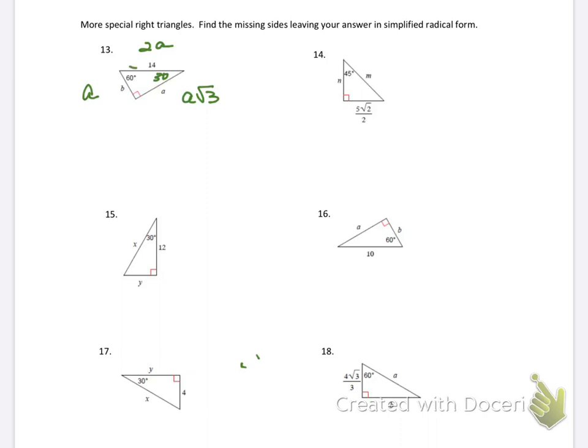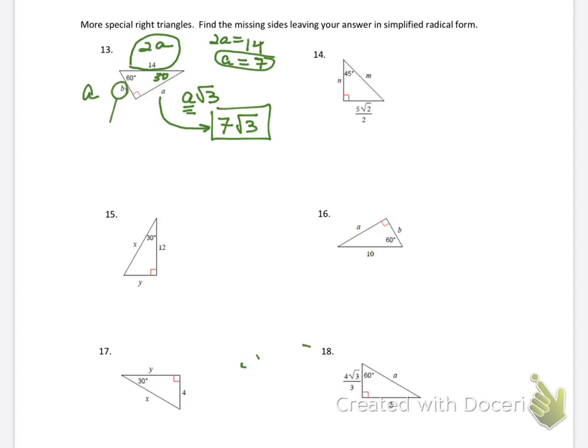Okay, so get your relationship. There it is. If 2A equals 14, then A must be 7. That's going to help me. Now, that's my A, not their A. Okay, so their A has to equal my A times root 3. My A was 7, so that side is going to be 7 root 3. And that's what their little A equals. Okay, their B side equaled my A. So therefore, their B is 7, and we are done.